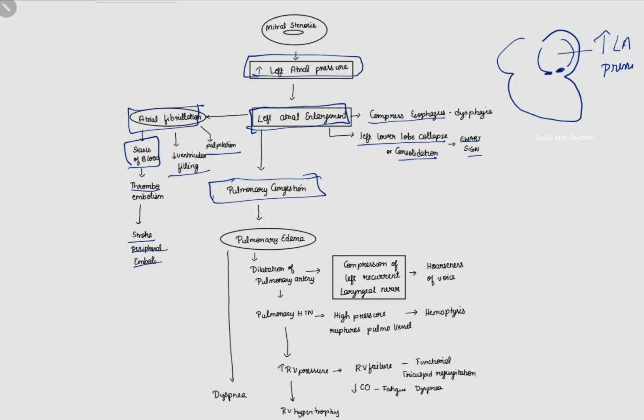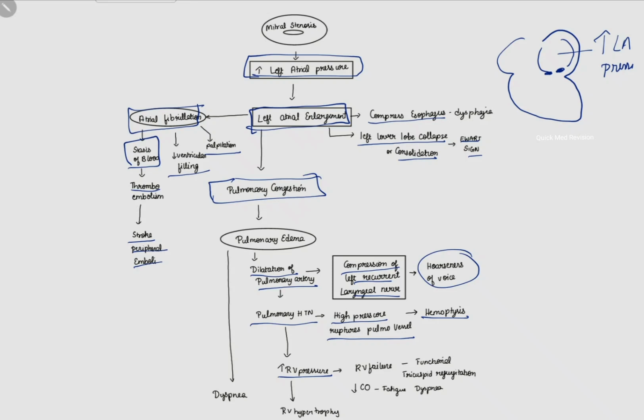Post pulmonary congestion, we get pulmonary edema. Due to pulmonary edema, there will be dilatation of the pulmonary artery, compression of the left recurrent laryngeal nerve, because of which we get hoarseness of voice. And we also get pulmonary hypertension. There will be high pressure, which ruptures the pulmonary vessels, which further causes hemoptysis.